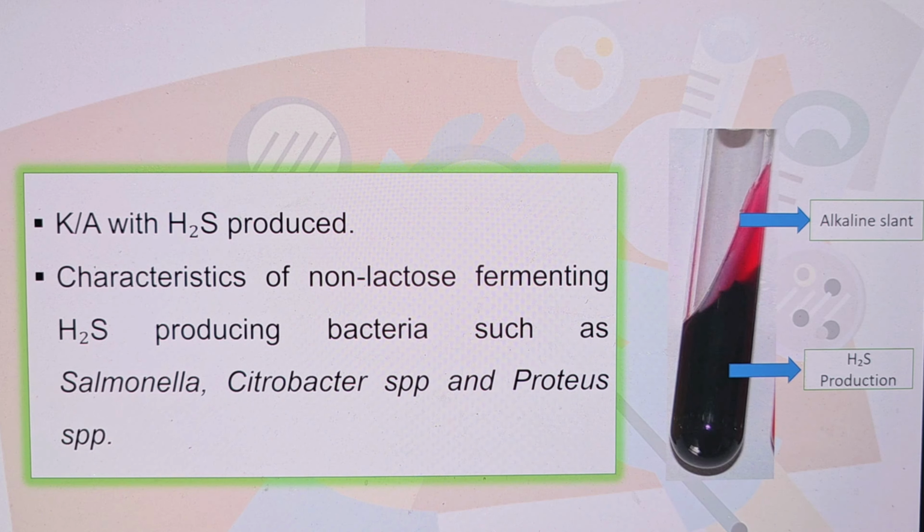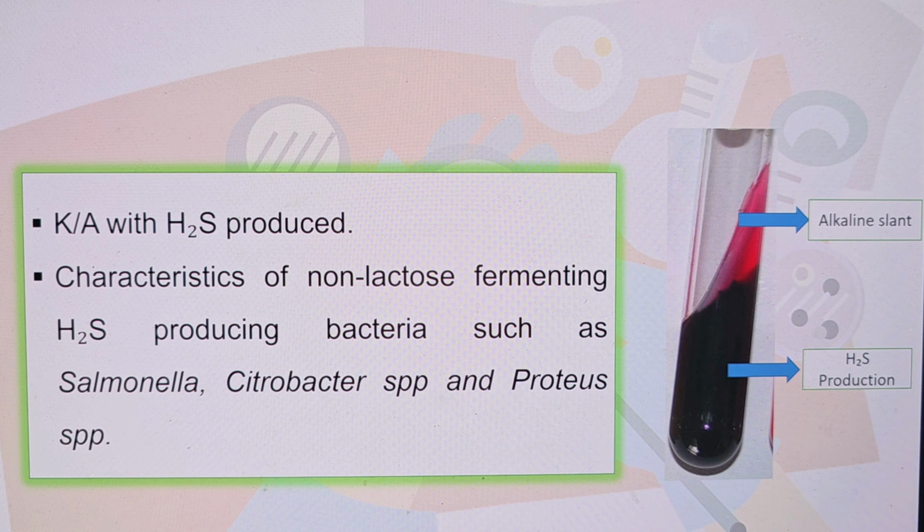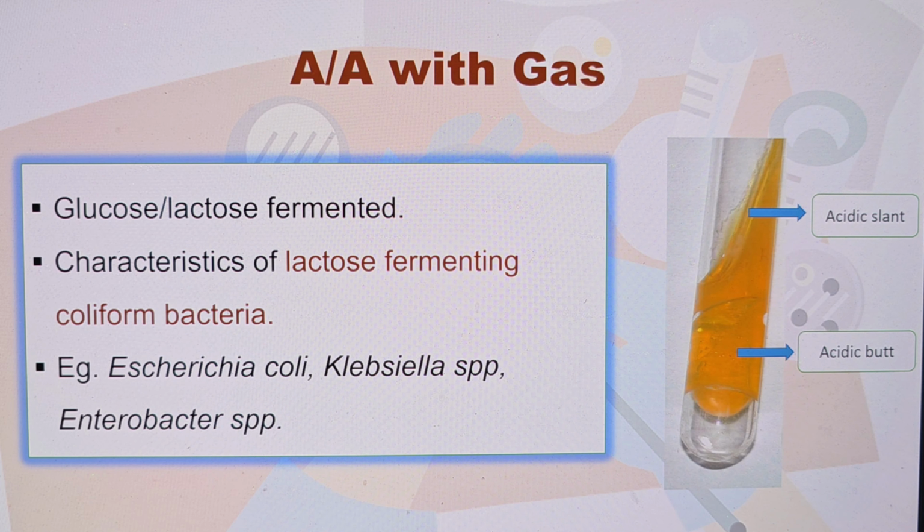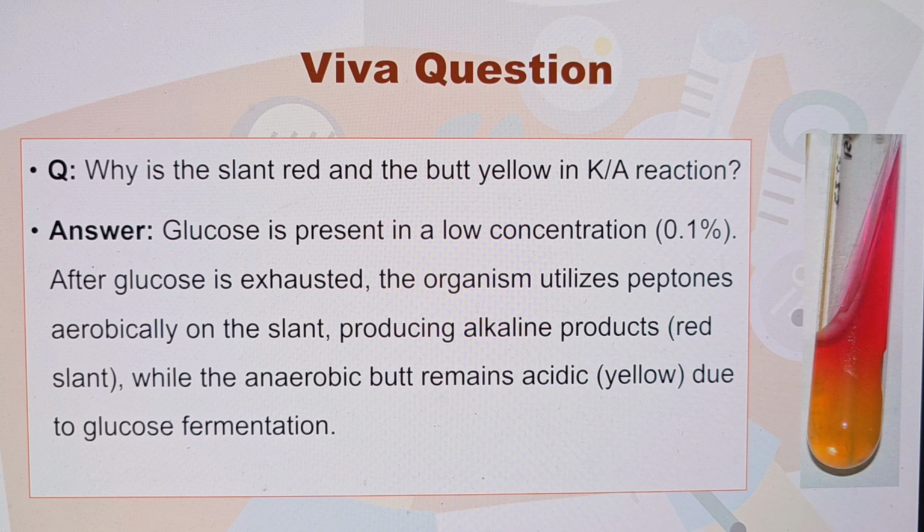K by A with H2S is characteristic of non-lactose fermenting H2S producing bacteria such as Salmonella, Citrobacter species and Proteus species. A by A with gas, glucose or lactose fermented, is characteristic of lactose fermenting coliform bacteria. Examples are Escherichia coli, Klebsiella species, Enterobacter species.